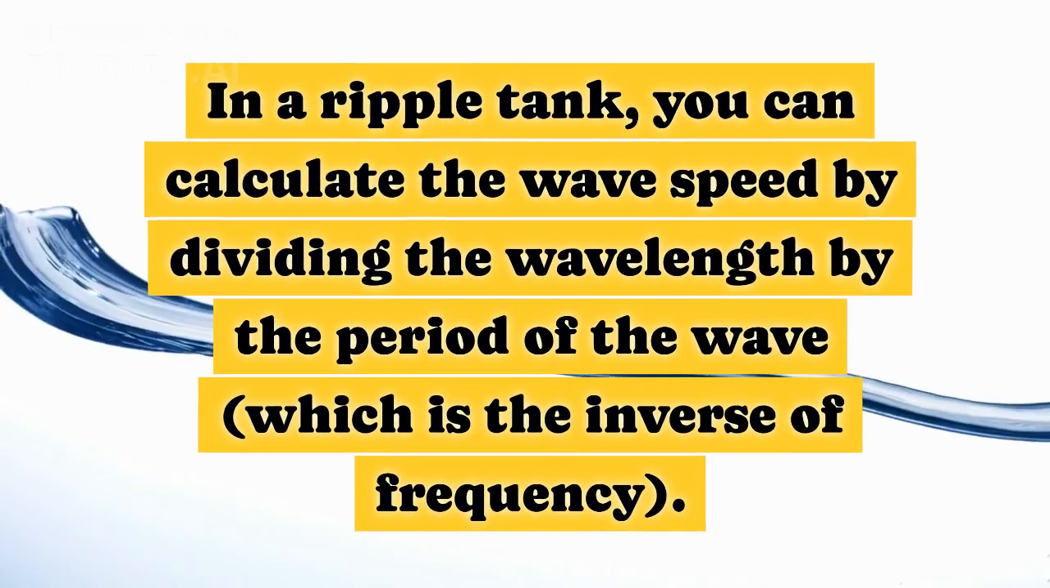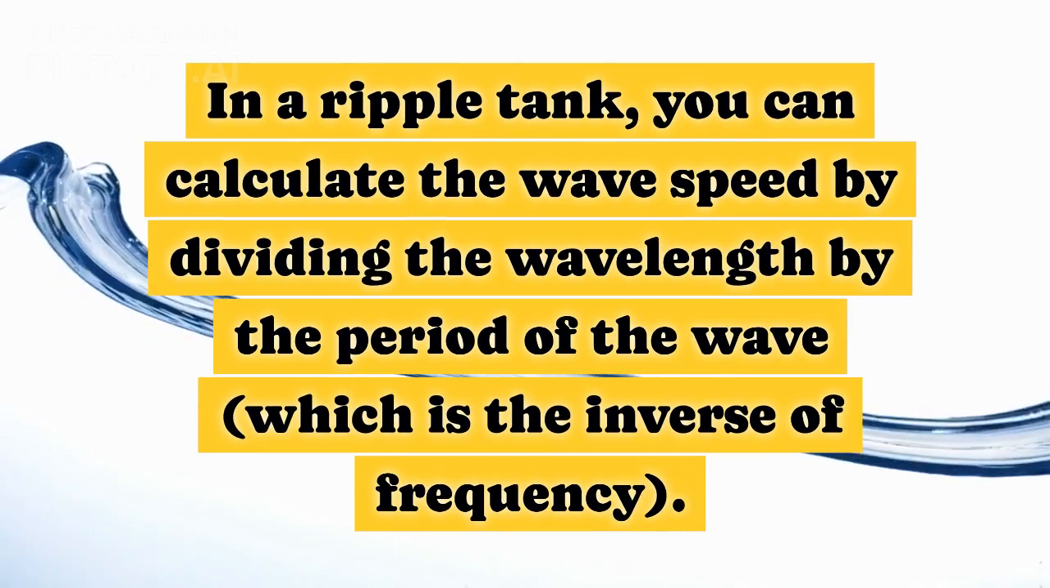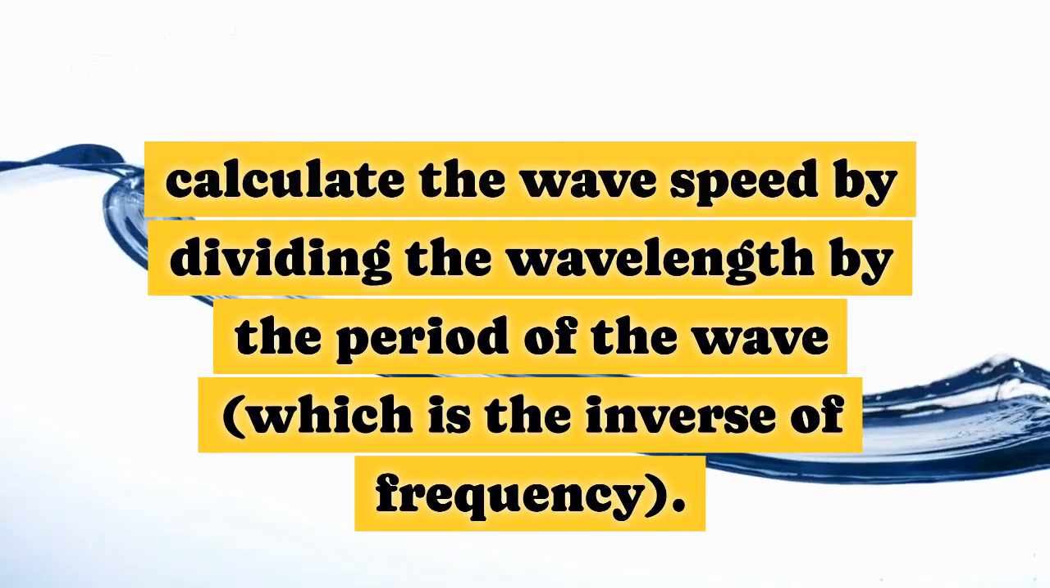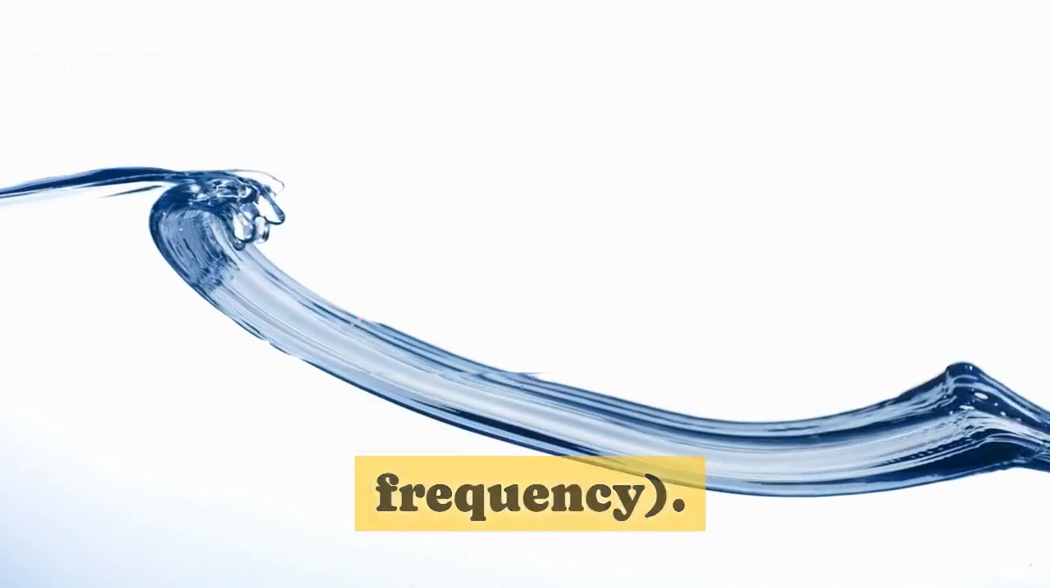Wave speed. The speed at which a wave travels is determined by the wavelength and frequency. In a ripple tank, you can calculate the wave speed by dividing the wavelength by the period of the wave, which is the inverse of frequency.